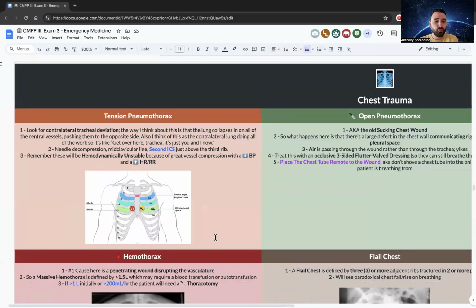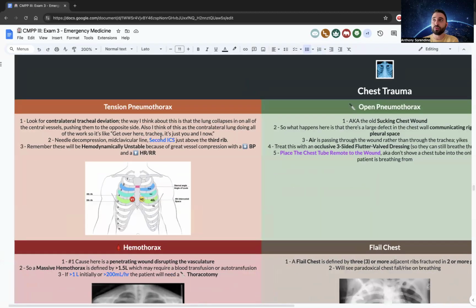All right. Tension pneumo, look for that contralateral tracheal deviation. If you have a pneumothorax, let's say on my left, it's going to push all of my vessels to the right. It's going to move my trachea to the right. So you'll see that contralateral tracheal deviation. You're going to do a needle decompression at the mid-clavicular line, second intercostal space, which is below the second rib, just above the third rib. So stay away from that second rib because you want to be right on top of the third rib so you avoid the neurovascular bundle.